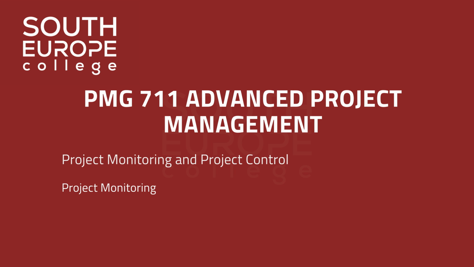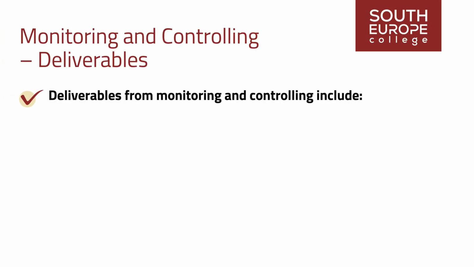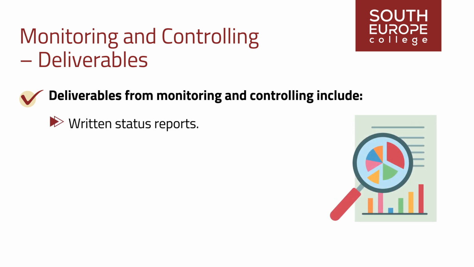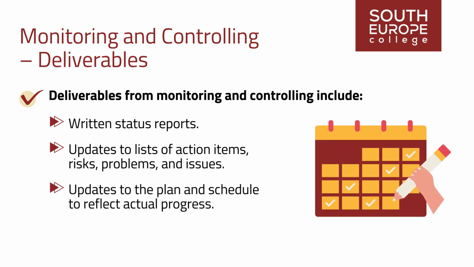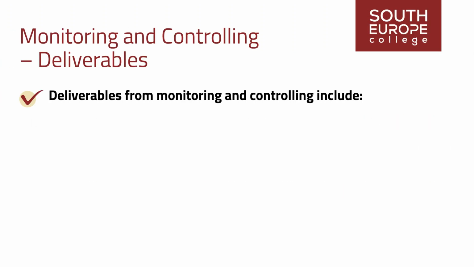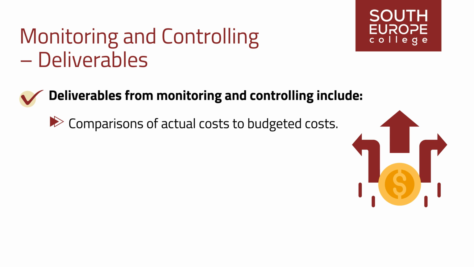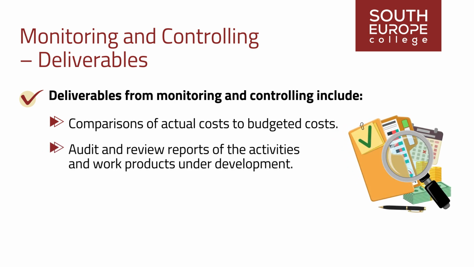This segment will continue to cover project monitoring. Deliverables from monitoring and controlling include written status reports, updates to lists of action items, risks, problems, and issues, updates to the plan and schedule to reflect actual progress, comparisons of actual costs to budgeted costs, as well as the cost-benefit analysis used when starting the project. Audit and review reports of the activities and work products under development.